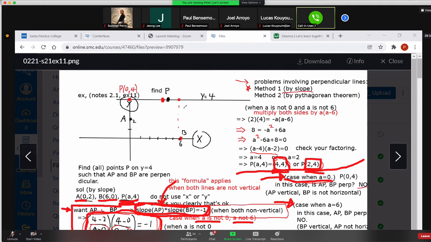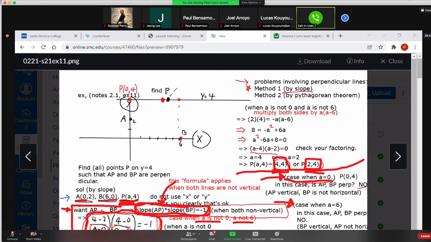So A is this. Now let me write here, it's kind of messy already. Okay, so now this is where the solution begins. A is (0, 2), and B is (6, 0).